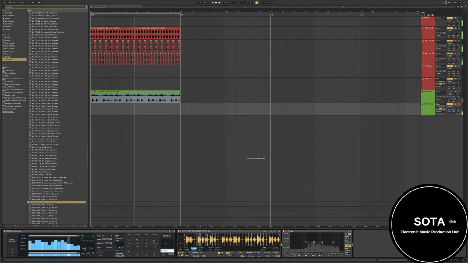Velocity. That's octave: what octave is it playing those notes at? That's the duration of the note. And repeat is basically like a glitch effect, which I don't want, so I'm just going to turn it off.